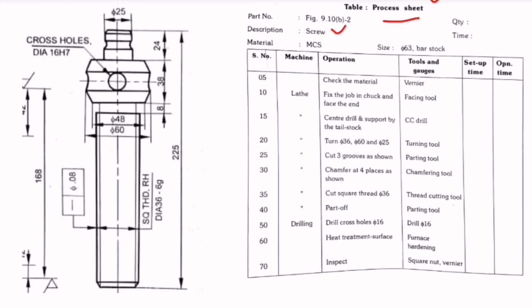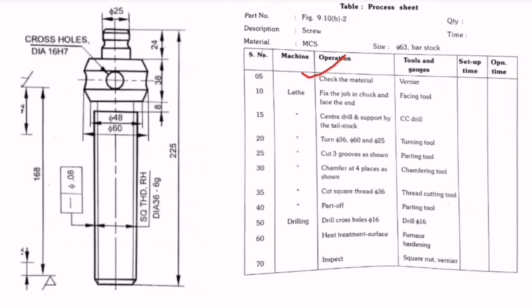First of all, the skeleton of the process sheet is very important. Draw the table. Above the table, some information is provided like part number, description, material, size, quantity and time. All this information must be indicated above the table. After that, the table should consist of serial number, machine, operation, tools and gauges, setup time and operation time. This is the skeleton of the process sheet.